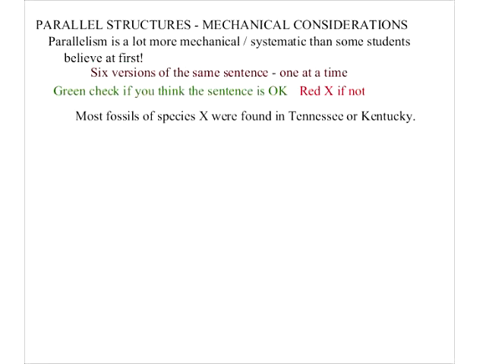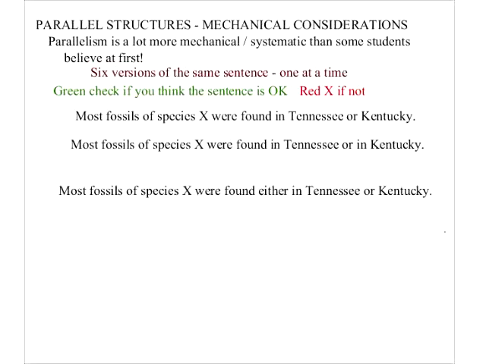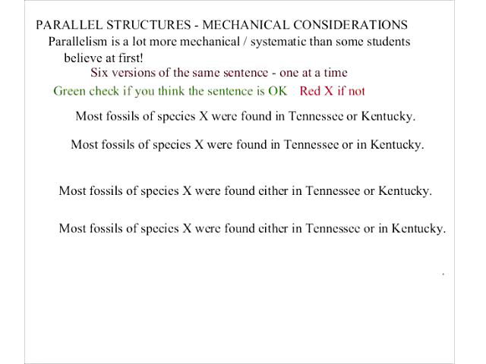Most fossils of species X were found in Tennessee or Kentucky. Okay, here's the second one. Most fossils of species X were found in Tennessee or in Kentucky. Again, green check or red X. Here's the third one. Most fossils of species X were found either in Tennessee or Kentucky. Here's the fourth one. Most fossils of species X were found either in Tennessee or in Kentucky.